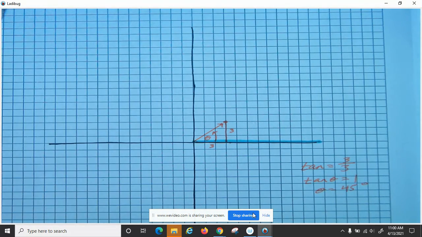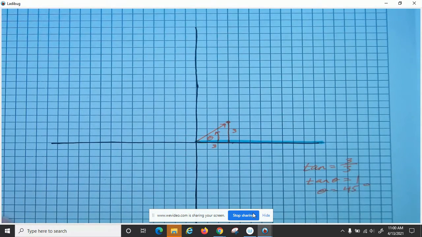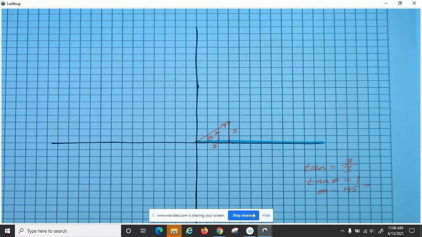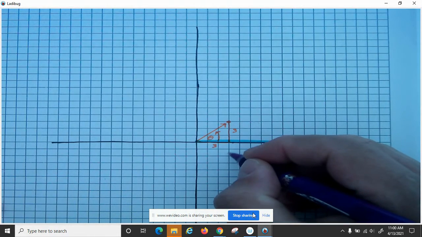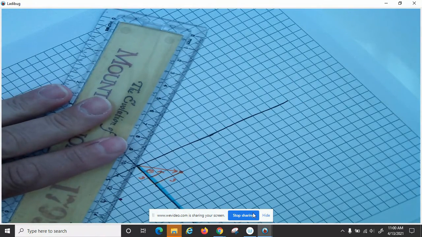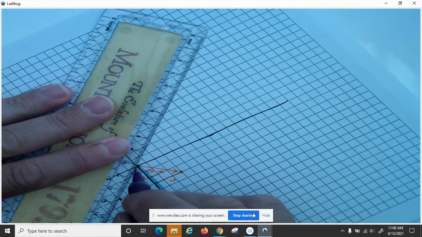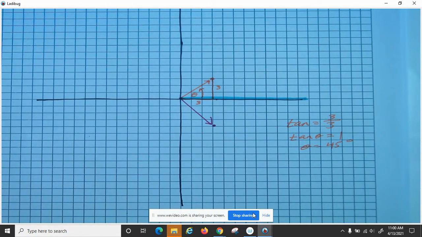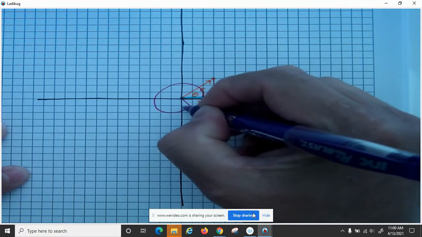The second one had a terminal point at 3, negative 4. Yes, 3, negative 4. So let me go ahead and create that. So 1, 2, 3, down 1, 2, 3, 4. So there's your terminal point. I'm not sure if you can tell, but this is purple, that's orange, so we're dealing with purple now. And I want to find the measure of this angle.